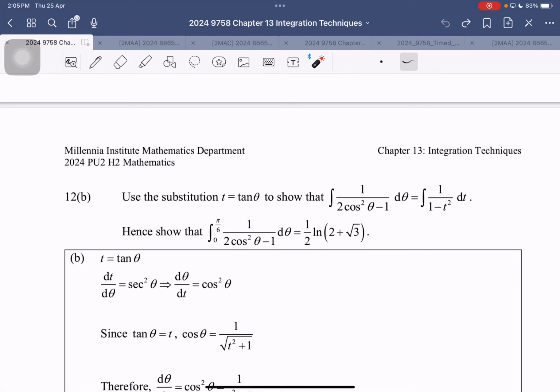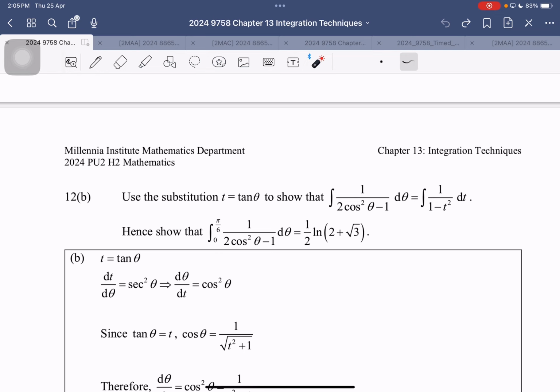Yeah, back to this question on substitution. So you can see that for this question, it is actually possible to integrate in terms of theta. But they have this requirement. They want to test you on the substitution method. So you are supposed to make use of the substitution method to integrate in terms of t, not theta.